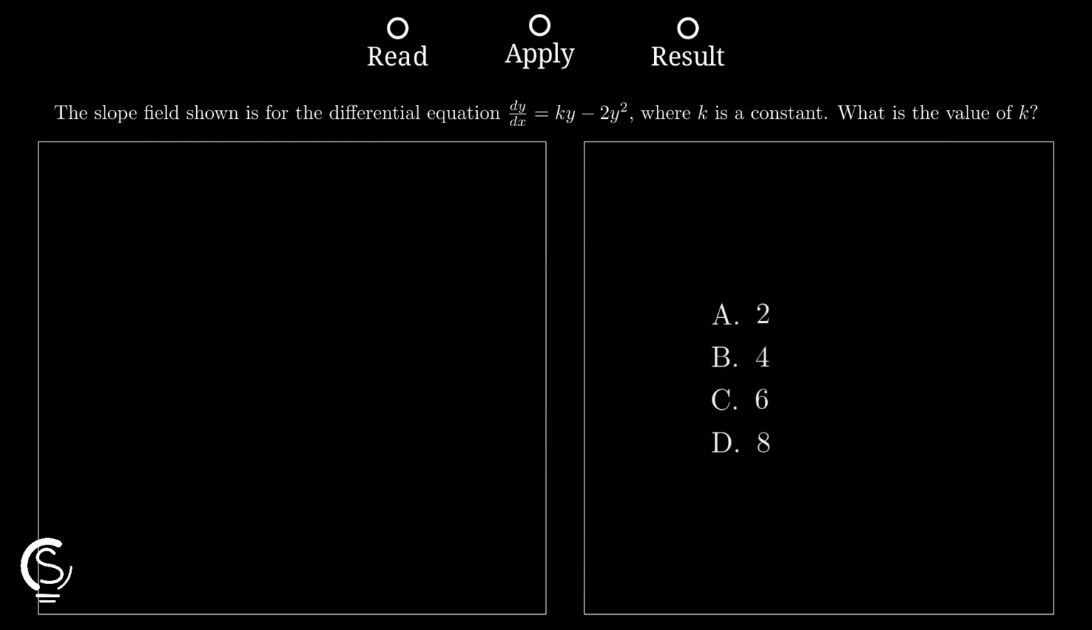Start by looking at the differential equation, which is dy/dx equals k y minus 2 y squared. We can factor out a y to see the structure more clearly now.